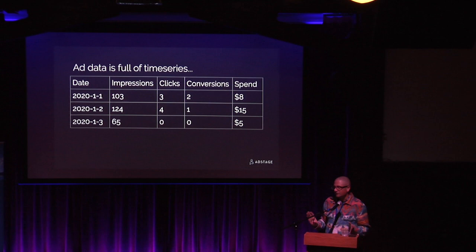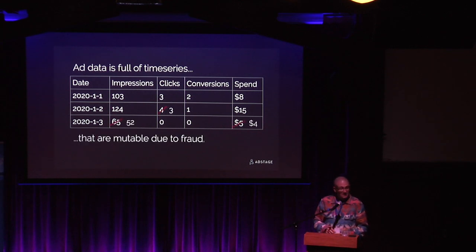Okay, so far, great, right? That seems like normal time series data. I'm getting one of these data points every day. This seems like pretty low volume. Shouldn't be a problem, right? We should have tons of choices about how to store this data. Except this data is mutable because of ad fraud.